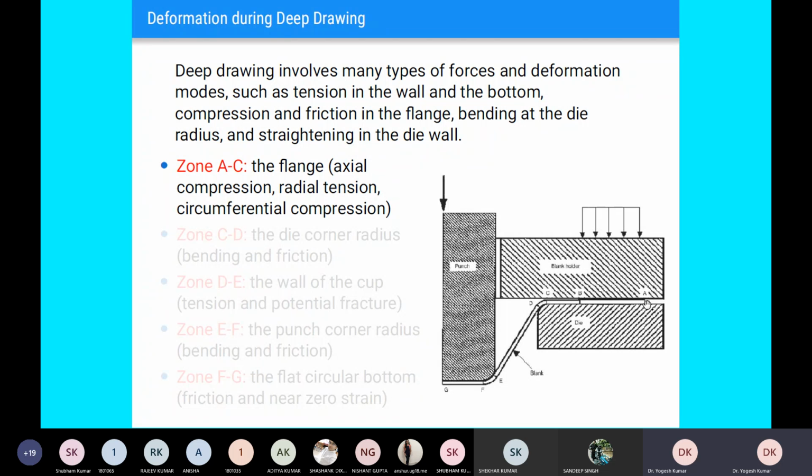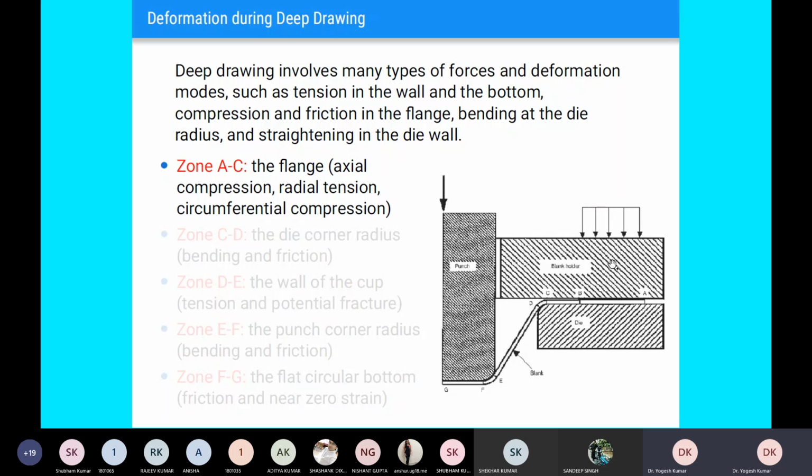Okay, so A to C, I have marked as one zone. Then C to D is another zone. Then D to E is the third zone. Then E to F is the fourth zone, and F to G is your fifth zone. Okay, so what is happening under zones A and C? There is axial compression because this is your die, and this is a blank holder, and some force is being applied by this blank holder.